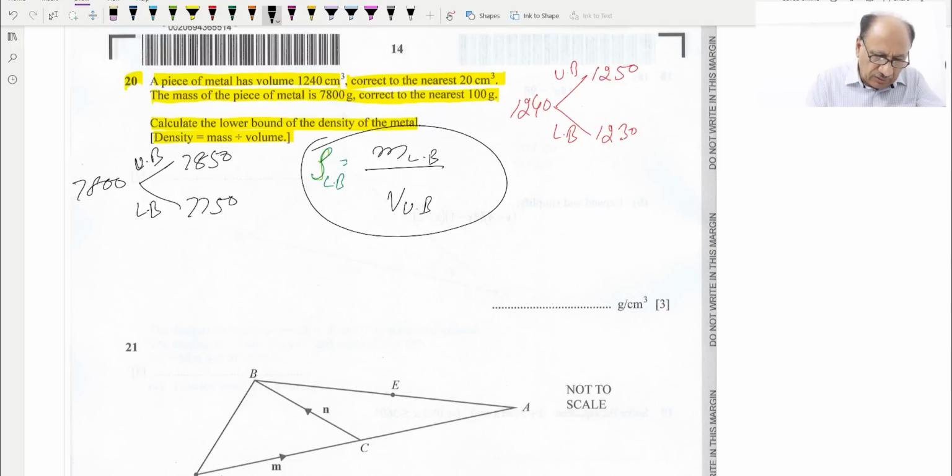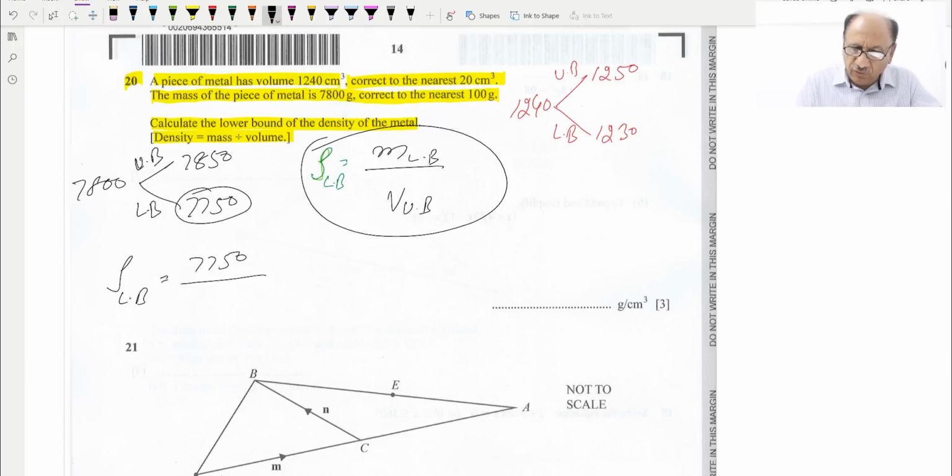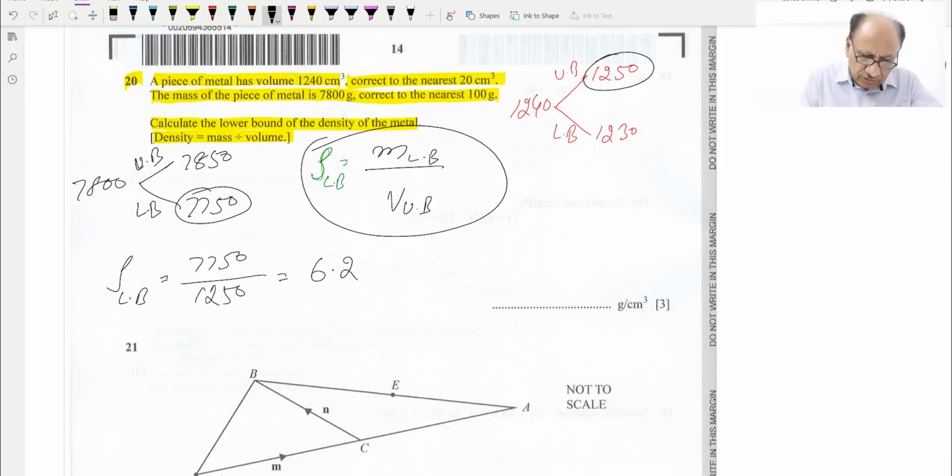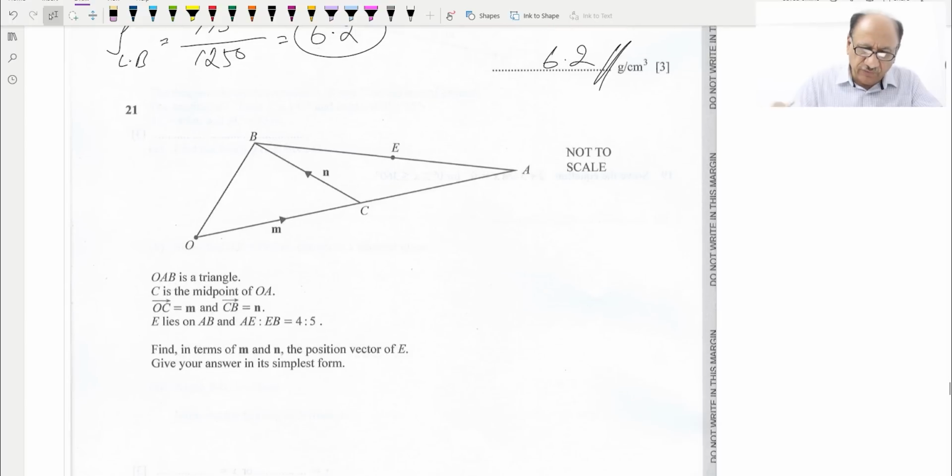Now we can write density lower bound will be equal to, mass is 7,800, so the lower bound of mass will be 7750, divided by the upper bound of volume, which is 1250, and this will be equal to 6.2. This is done, and now we can move to question number 21.